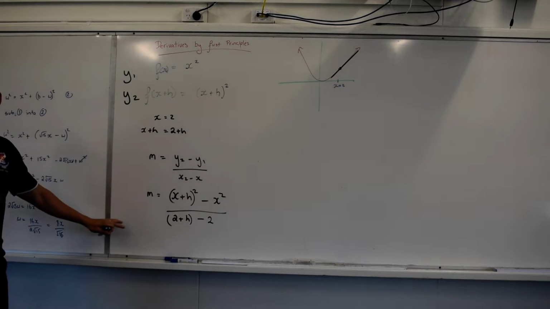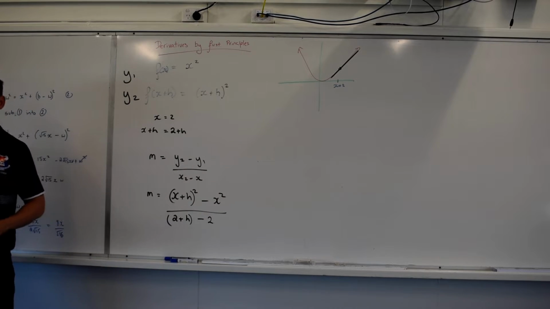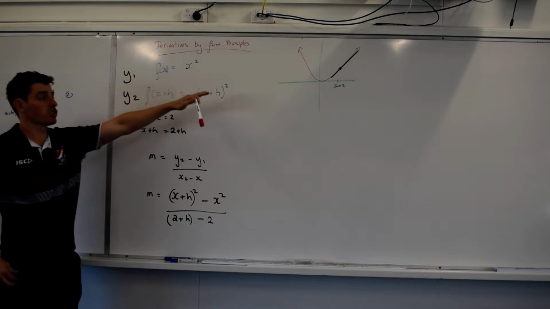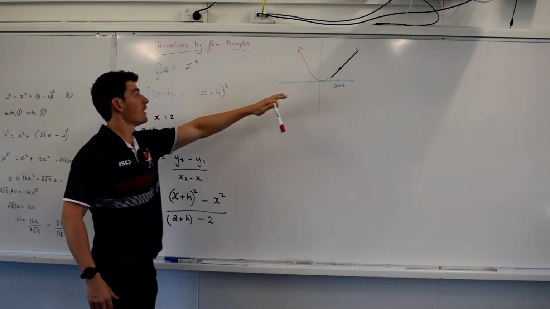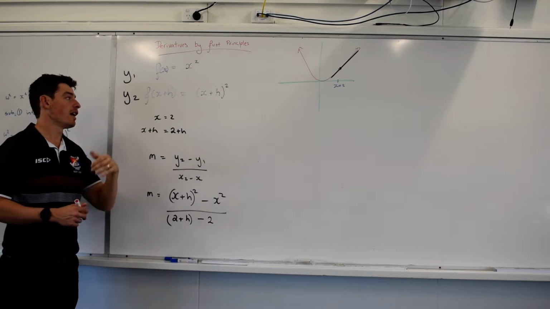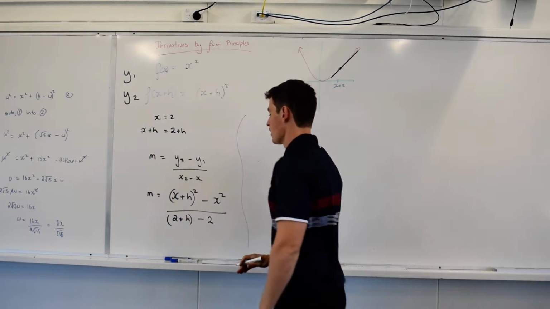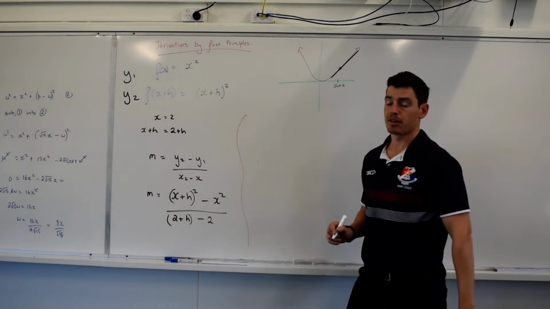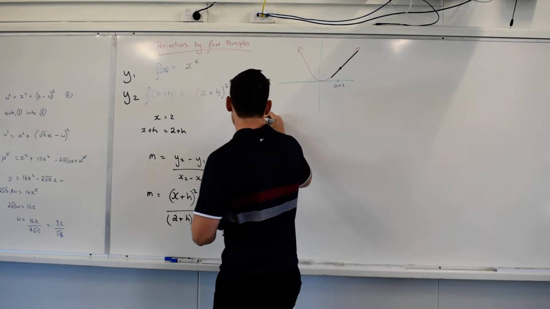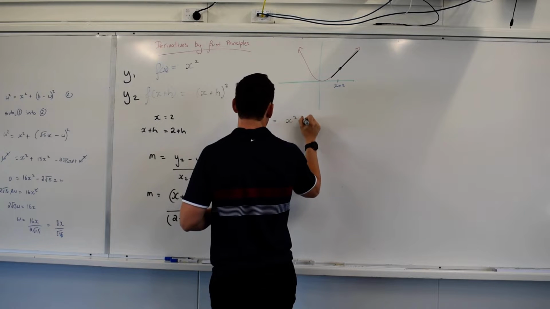Are we happy with that? Everything I've done so far? Anyone not happy with what I've done? Because that was our original function, x squared, that's the one that I drew. And this is just going to be f of x plus h, with a little bit there. We're just going to change that. Can I expand this? What's that become? So m equals x squared plus.